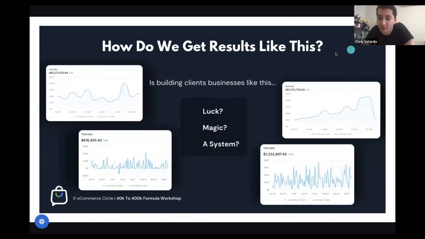So I want to quickly clear something up, guys. When we get results like these, we've had times where people just assume that we're getting lucky. And I want to make it very clear, the reason we're able to get results with all the different niches, with all the different brands we work with time and time again, it isn't luck or magic. It is because we have a system. And I want to actually go through quickly what that system is.